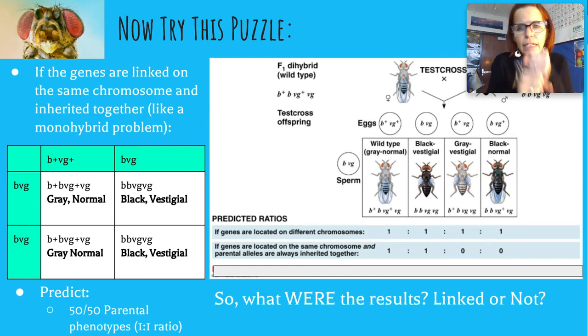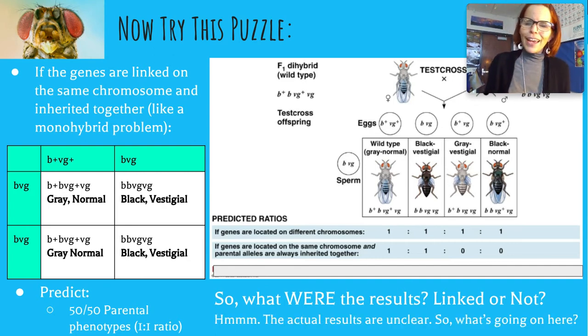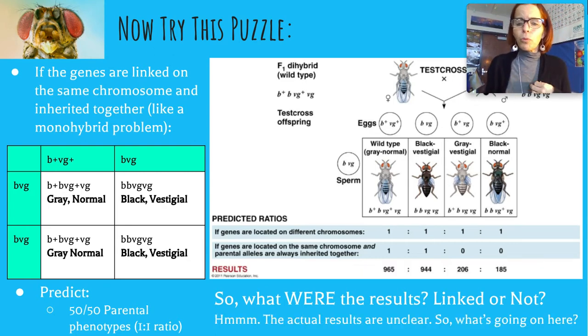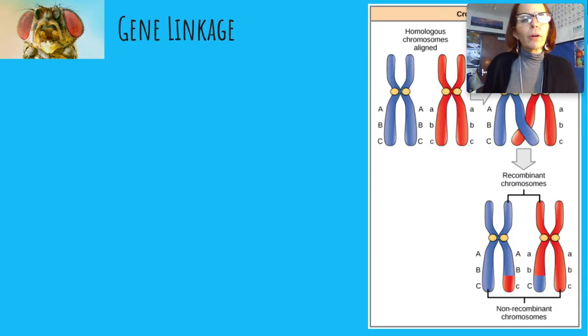Were these linked on the same chromosome or were they on separate chromosomes? The actual results are kind of unclear. What's really going on here? Instead of seeing a 1-to-1-to-1-to-1 ratio, which would indicate that they were not on the same chromosome, he didn't get that. Instead of seeing a 1-to-1-to-0-to-0 ratio, indicating they were linked on the same chromosome, he didn't get that either. So what's going on? And hopefully you know where we're going with this.